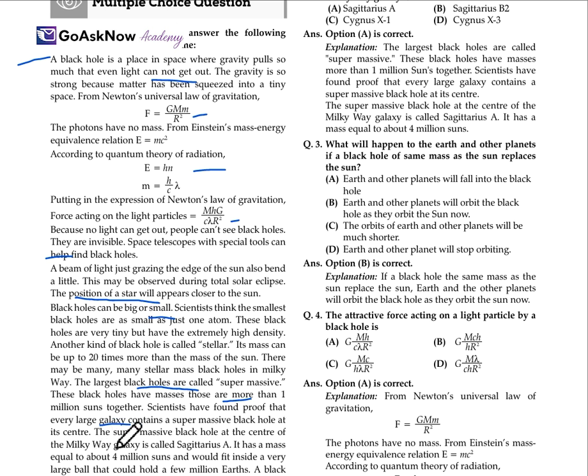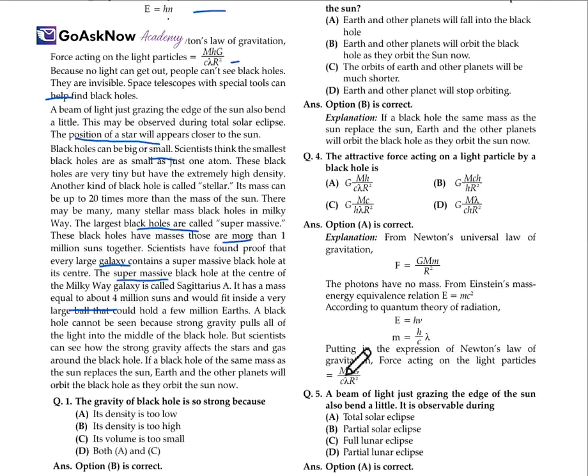The supermassive black hole at the center of the Milky Way galaxy is Sagittarius A*, and it has a mass of about 4 million suns and would fit inside a very large ball that could hold a few million Earths. A black hole cannot be seen because strong gravity pulls in light, but scientists can see how strong gravity affects the stars and the gas around the black hole. If a black hole of the same mass as the sun replaces the sun, Earth and the other planets will orbit the black hole as they orbit the sun now.